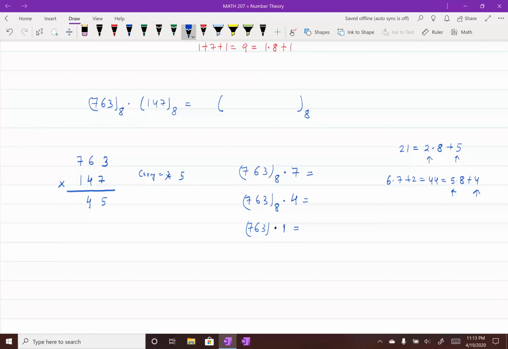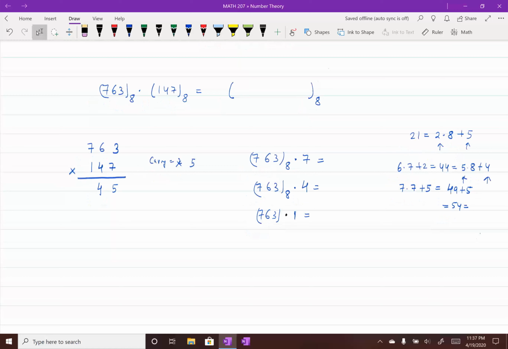Then you multiply 7 with 7. 7 times 7 is going to be equal to 49, and plus your carry 5, 49 plus 5, is going to be equal to 54. 54 can be written as 6 times 8 plus 6. So my quotient is 6 here, and the remainder is 6. So in that case, I will put a 6 here, and my carry becomes 6, which is going to be one more 6 here.